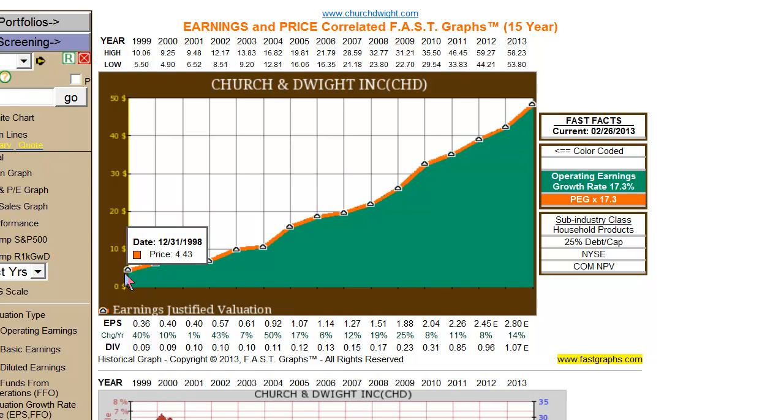The orange line on the FastGraph plots earnings per share. You can see earnings per share listed at the bottom at a multiple that connotates fair value or the intrinsic value of a company. The details of the factors creating this orange line can be found to the right under the FastFacts color-coded box. As you can see, Church & Dwight has been a very consistent generator of earnings per share as they've consistently grown over the 15 years this graph represents.